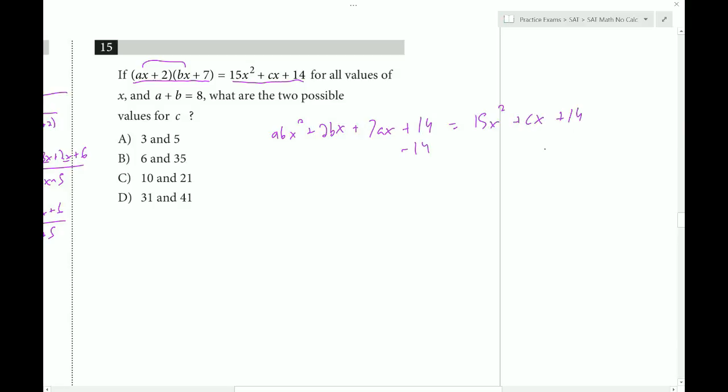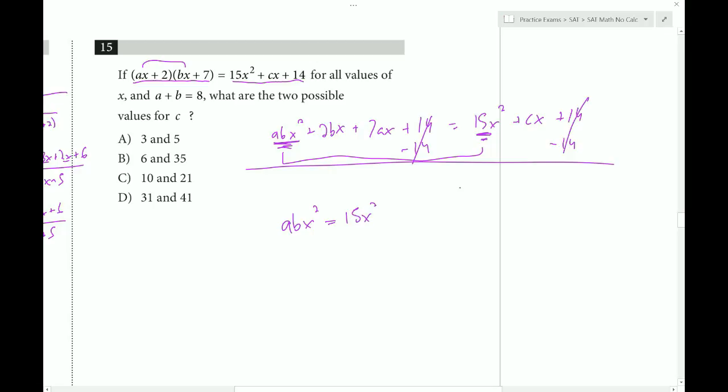Now my first move is to subtract 14 from both sides, canceling it out. Next, what I can consider is that there's an x squared term here, and there's also one here. So as it turns out, these have to be equal to each other. So abx squared will have to equal 15x squared. And similarly, here I have two x terms, and here I just have the one x term. So these also have to be equal to each other in total.